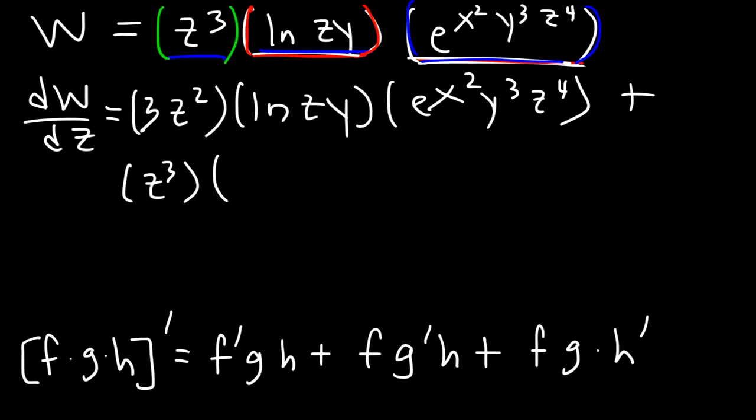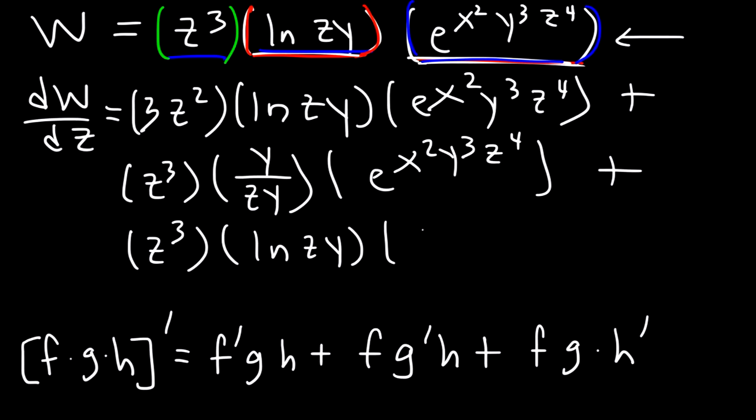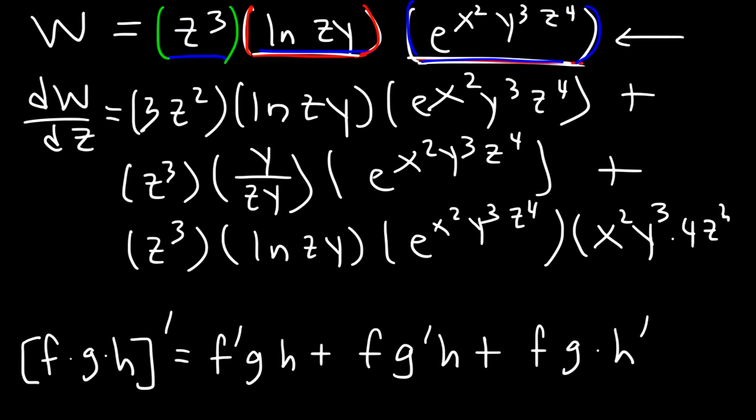So that's going to be u prime over u. The derivative of zy with respect to z is simply y divided by the stuff on the inside, which is zy, and then times e to the x squared y cubed z to the fourth, and then plus the third part, which is going to be z to the third times ln zy times the derivative of this thing, which is e to the x squared y cubed z to the fourth, times the derivative of the exponent, which is x squared y cubed times 4z to the third. So that's the answer for dw dz.